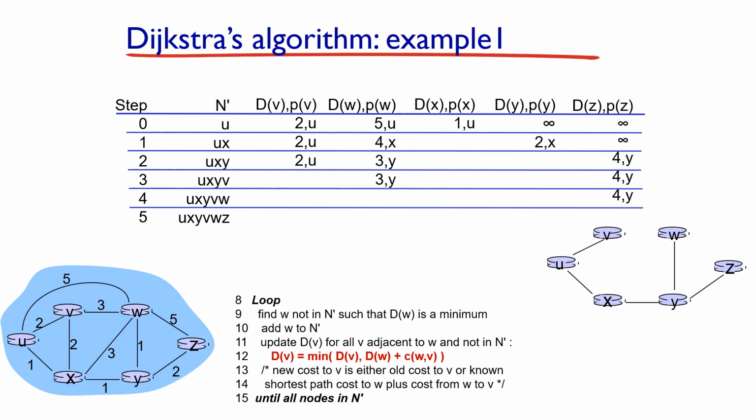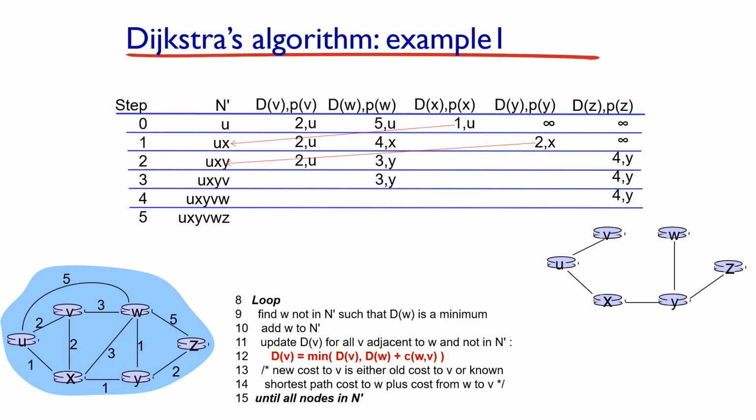Then step number 2. We are selecting one minimum value from the previous row, that is 2u or 2x. Both are the same value, so any one of these can be chosen. In this case, I have chosen 2x, and the node respective to 2x is y. So y is added into the list of N dash.